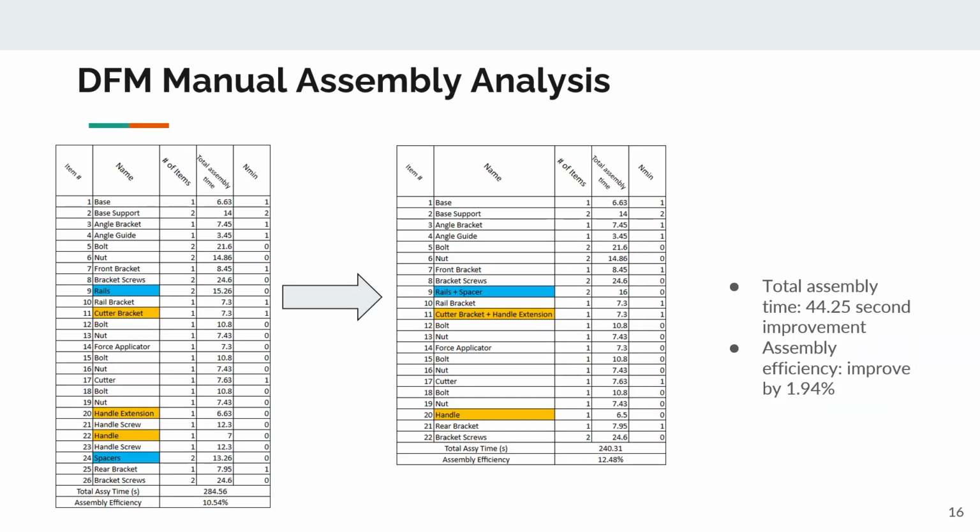As a result of our platform and module part changes, we were able to reduce our total assembly time from around 285 seconds to around 240 seconds. We also improved our assembly efficiency by around 2%. The overall function of the tile cutter is not affected by these changes, but the manufacturing cost has been reduced.